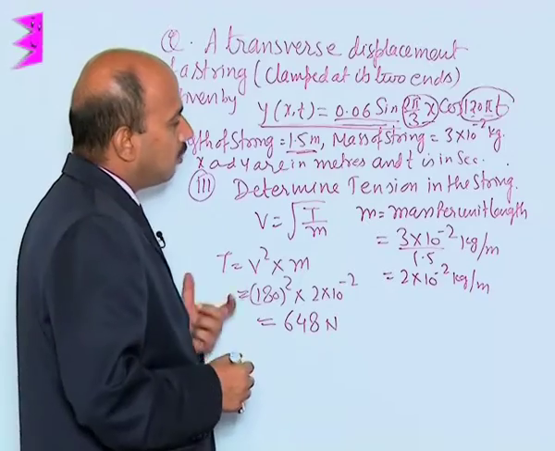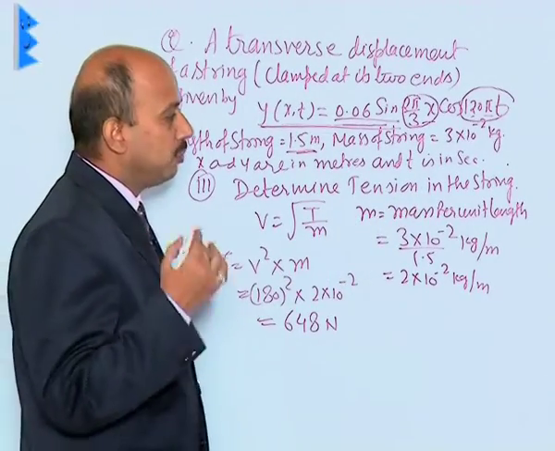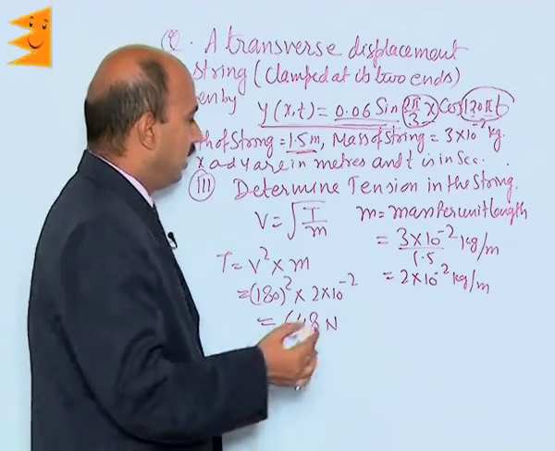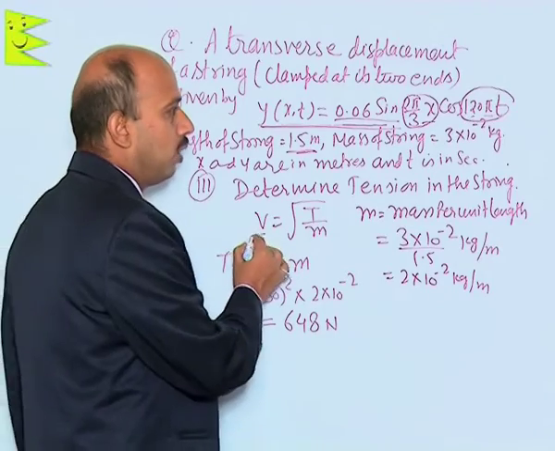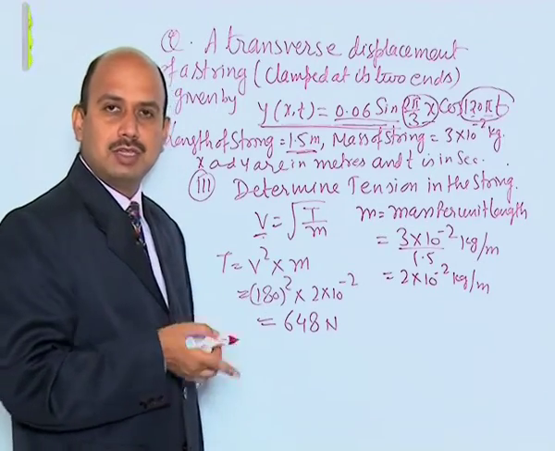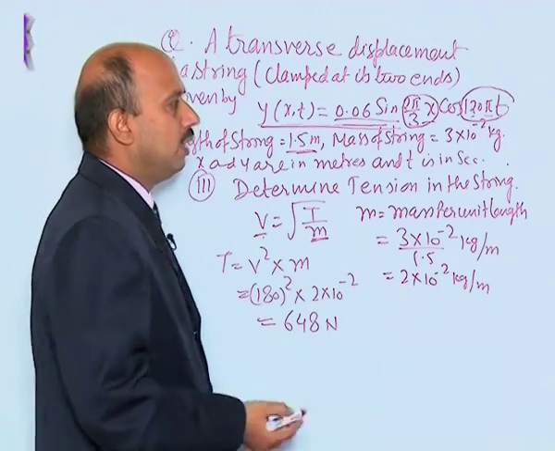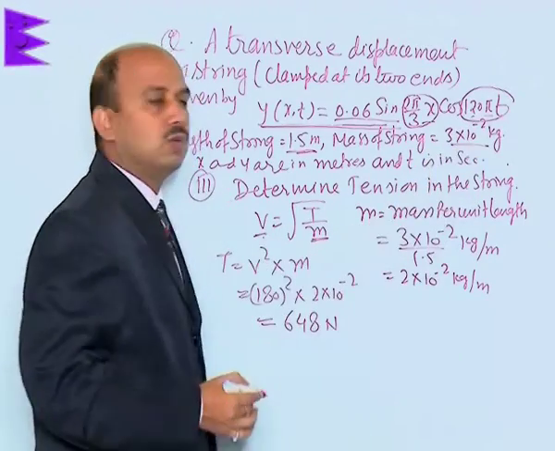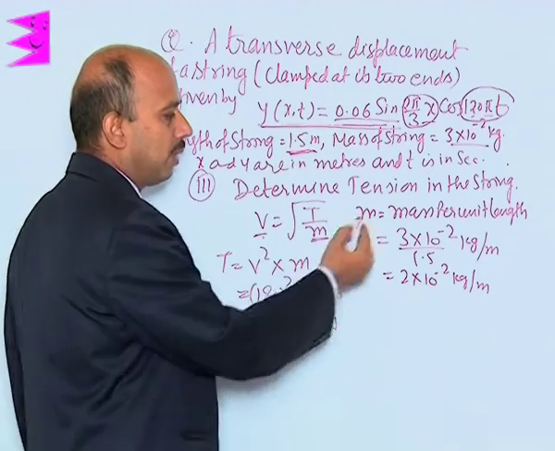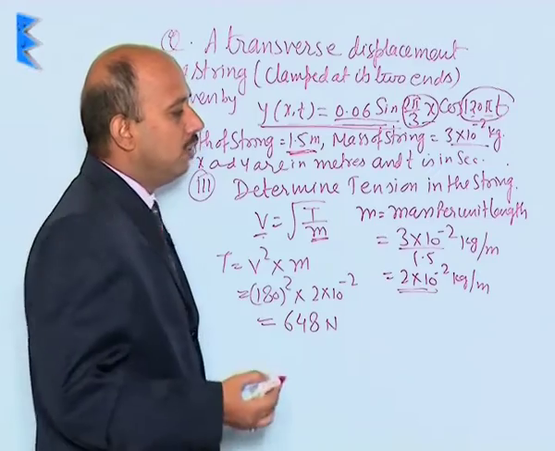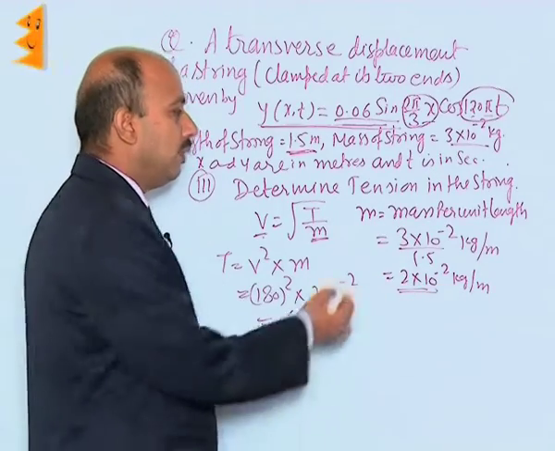Now, see here, the third part of this question is: determine tension in the string. So, the speed of the wave in the string is v = √(T/m). We have already calculated 180 meter per second in the previous part of the question. m is here mass per unit length. We can calculate it: total mass is given to us as 3 × 10^-2 kg and length is 1.5 meter. So, the mass per unit length is 2 × 10^-2 kg per meter. So, this we have got as m.